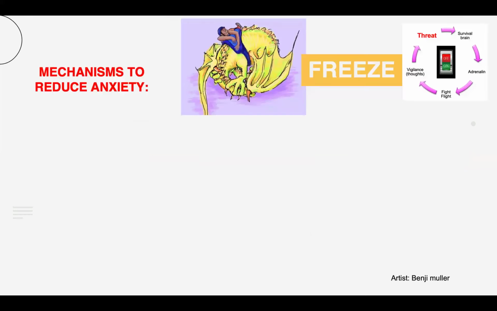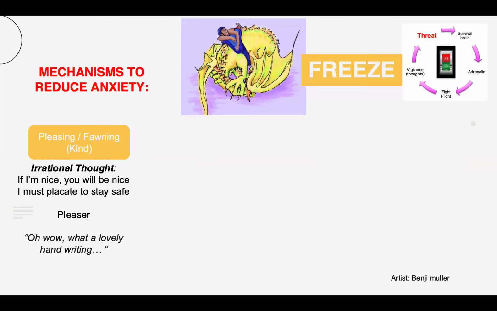There are also freeze mechanisms to reduce anxiety. So if you're somebody who doesn't like conflict and doesn't like fighting, you might go into pleasing mode, saying, you know, if I'm nice, maybe the other person will be nice, but you're not actually saying what you're thinking and you're not actually addressing the issue.